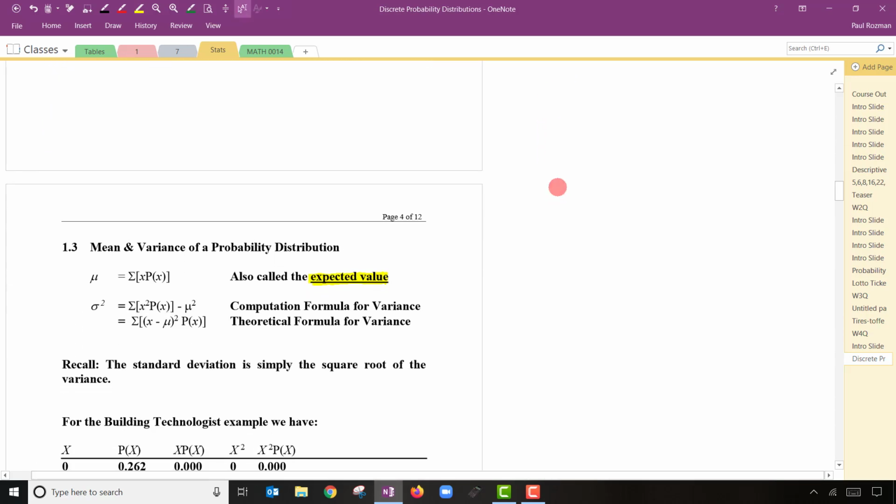It's just a weighted average. It's the sum of each outcome times its probability. Basically the same formula that you've used your whole life to calculate your grades.